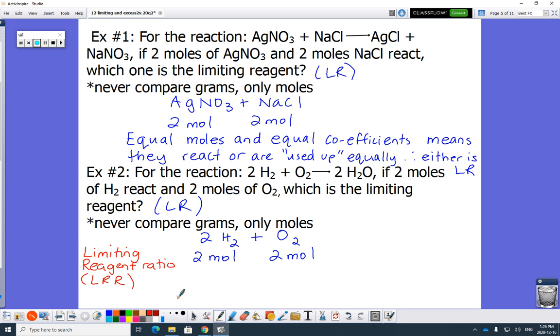So if you have 2 moles of this, how much is actually going to be used? 2. So if you do 2 divided by 2, you get 1. Here you have 2 moles. How much is going to be used? Only 1. So you just take the mole amount and divide by the coefficient. And again, possibly you could do that in your head, okay?